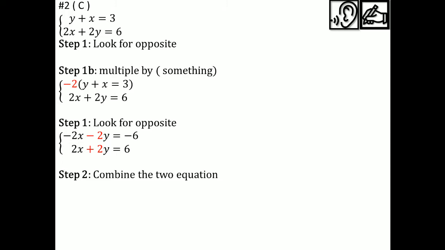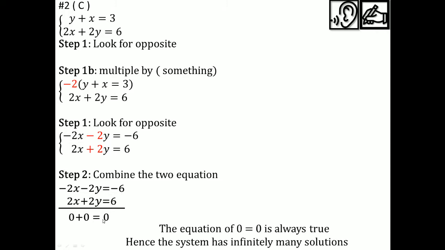I'm going to combine the two equations. The top equation plus the bottom equation. -2x plus 2x becomes 0. -2y plus 2y becomes 0. -6 plus 6 is 0. Uh-oh, notice the equation 0 equals 0 is always true. Hence, the system has infinitely many solutions.